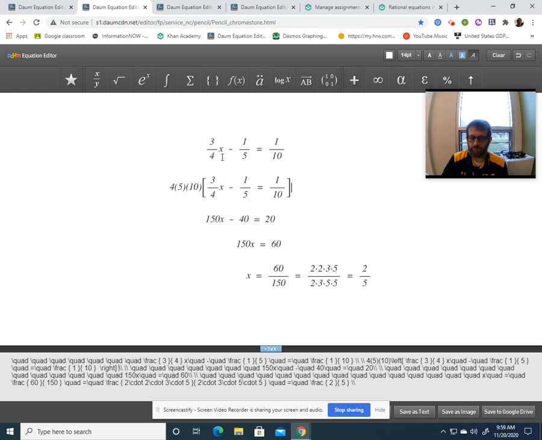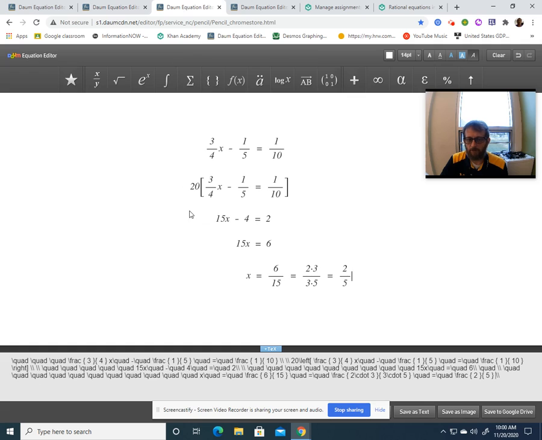Now, I'm going to show you two different problems. I'm going to show you where I multiply simply by all three denominators. Then I'm going to show you what happens if I just multiply by the common denominator so that you can see the difference. So I'm going to work you through this one first. If I multiply this entire equation by 20, I distribute the 20 through.